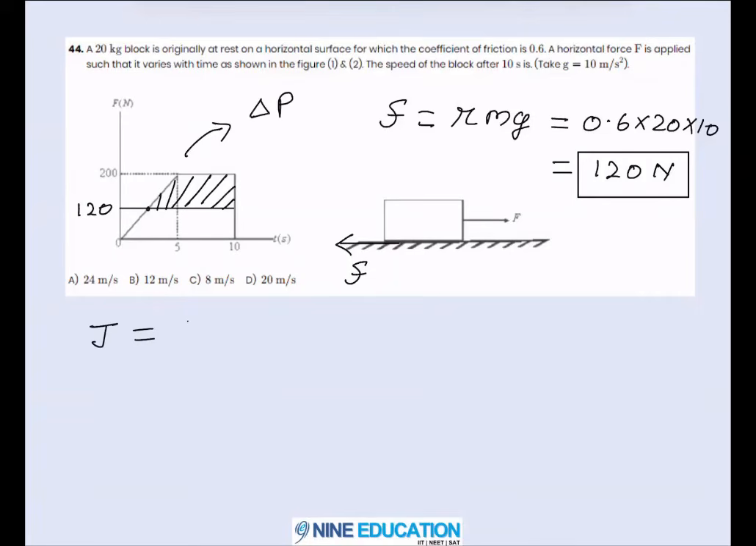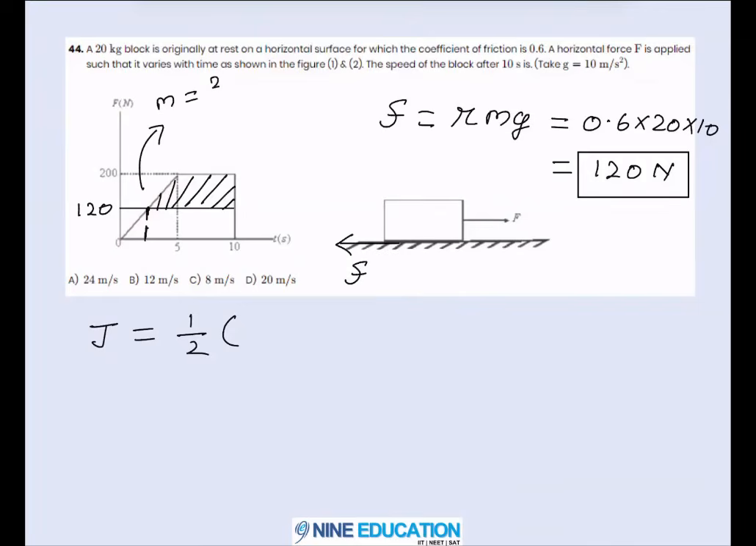So area of that trapezium will be half into sum of parallel sides. So let us first calculate what will be the sum of parallel sides, right? Now we know that this is a straight line, okay? And I want to calculate at what particular time is 120 Newton being achieved, okay? So first let me calculate the slope of the graph. So what will be the slope of the graph?